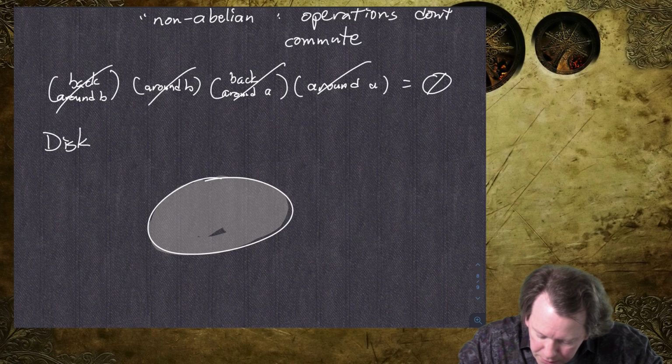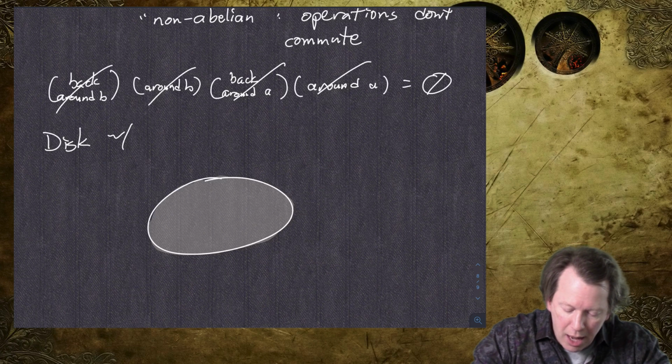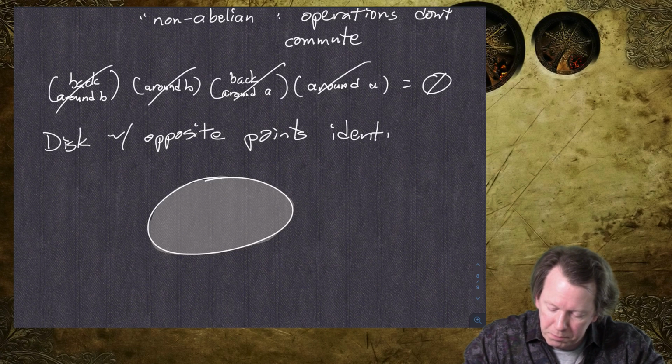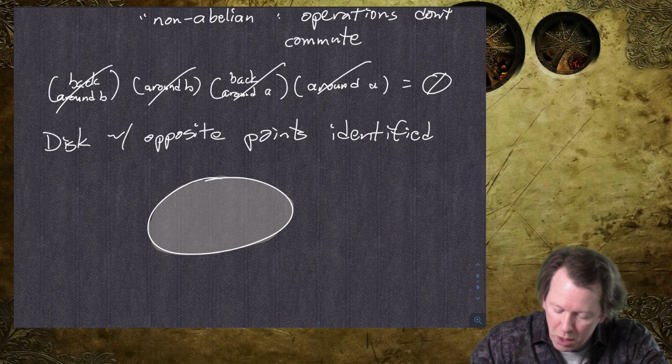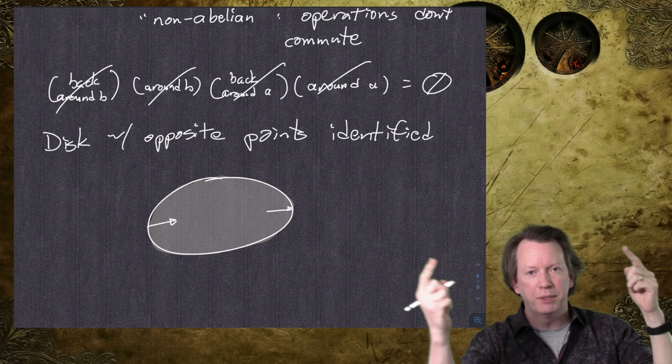So this is the disk, but I'm going to complicate our lives a little bit by saying the disk with opposite points identified. So this is again like that asteroids game or whatever. When you go in this side, you pop out that side. Okay, that's what it means, opposite points identified.